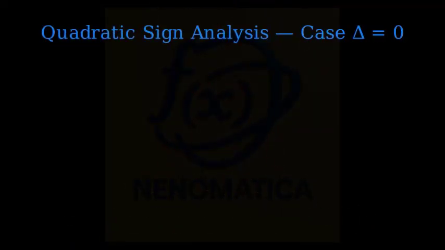In this lesson, we analyze the sign of a quadratic expression in the special case when delta equals 0. Our goal is to see, visually and algebraically, why the sign of the quadratic matches the sign of the leading coefficient everywhere except at a single point where it equals 0.